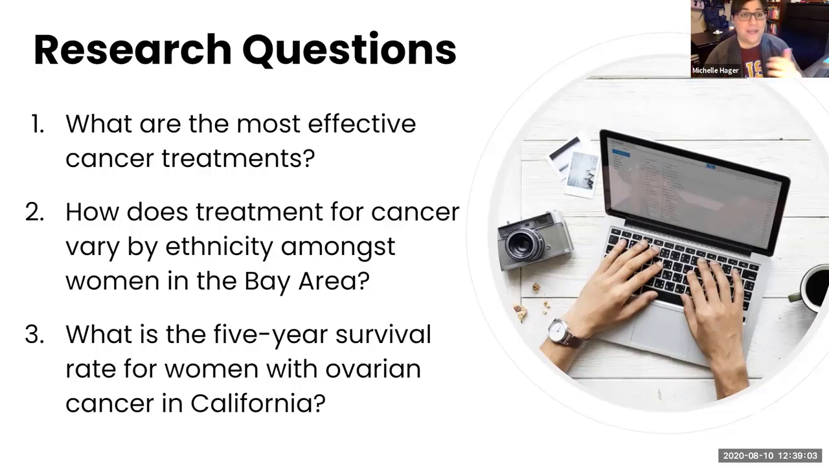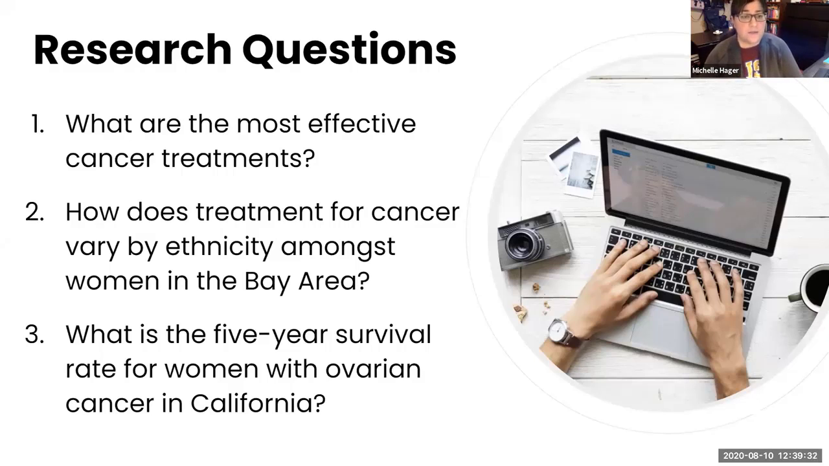You could write many books about many different types of treatments, about many different types of cancers. It's far too broad to address in the scope of one research paper. Number 2, how does treatment for cancer vary by ethnicity amongst women in the Bay Area? This is the one that's moving in a better direction. It is researchable. It is narrow enough, or at least getting there. It's a pretty good start.